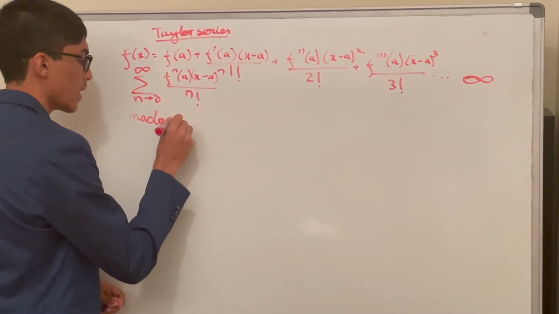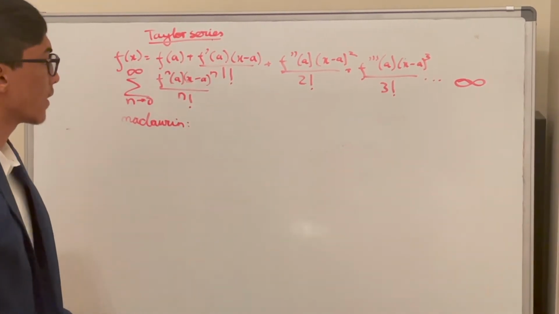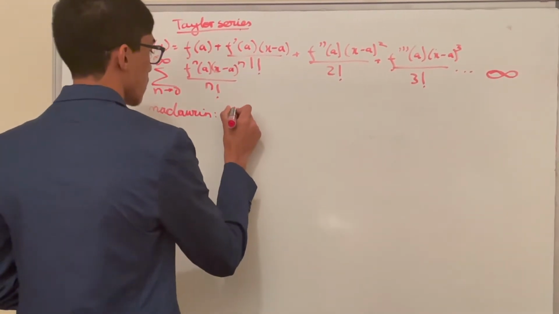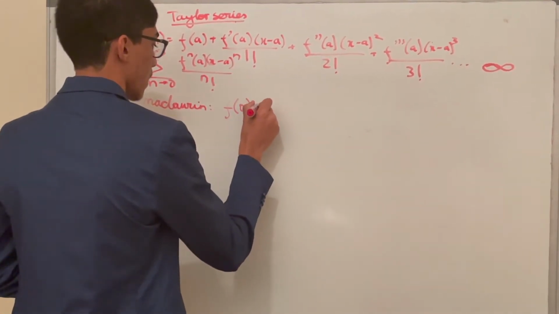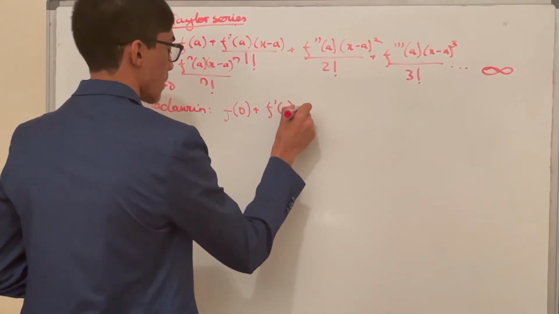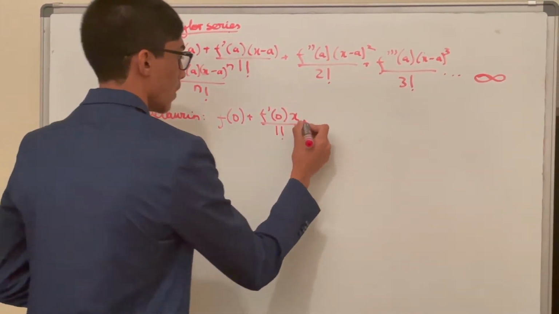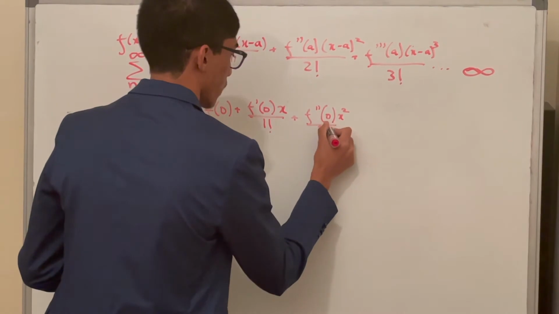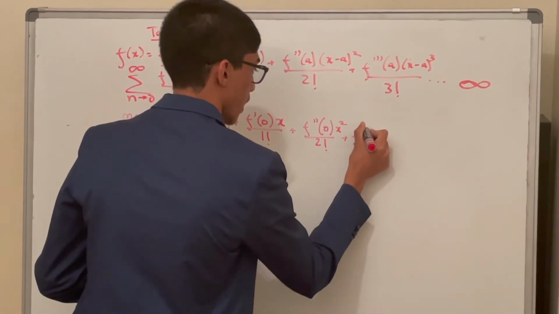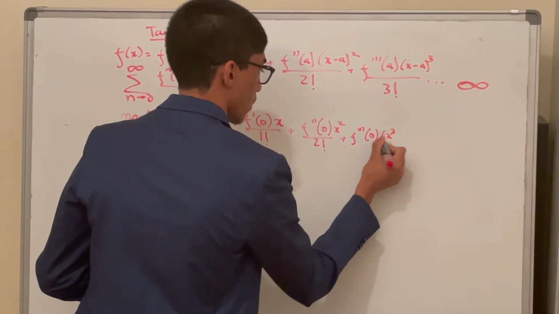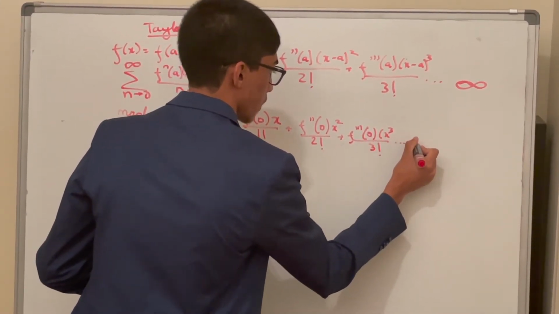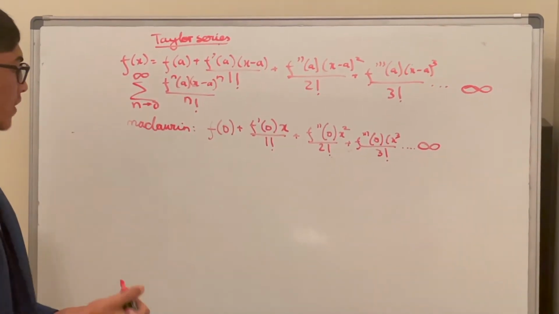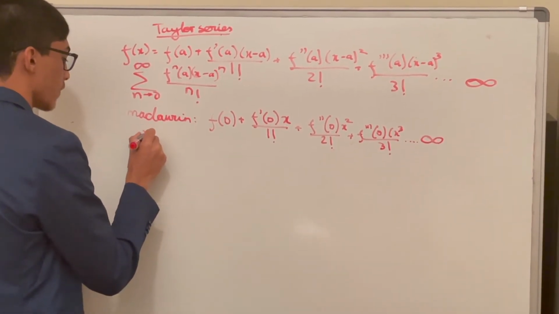The Maclaurin series is a type of Taylor series, except for the fact that a is replaced with 0. So the general formula for the Maclaurin series is f of 0 plus f prime 0 times x over 1 factorial plus f double prime 0 times x squared over 2 factorial plus f triple prime 0 times x cubed over 3 factorial all the way to infinity. And we can use this general formula to make approximations and to find the series expansions for e to the power of x, for example.